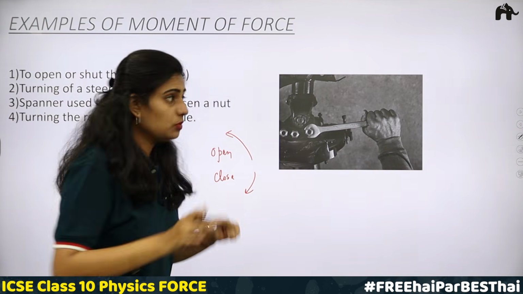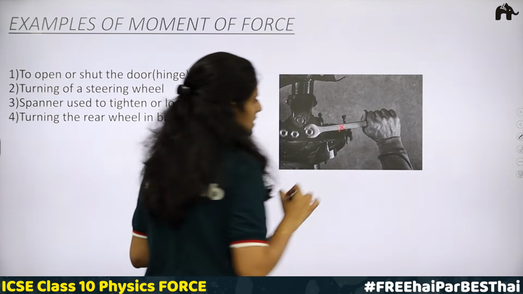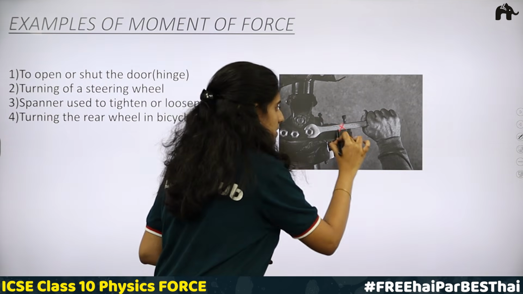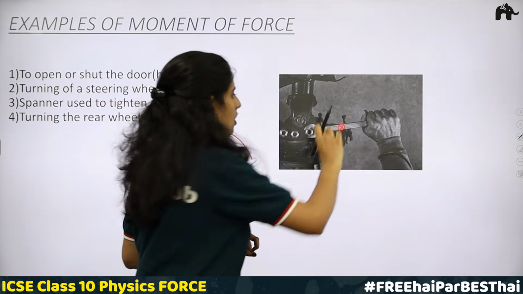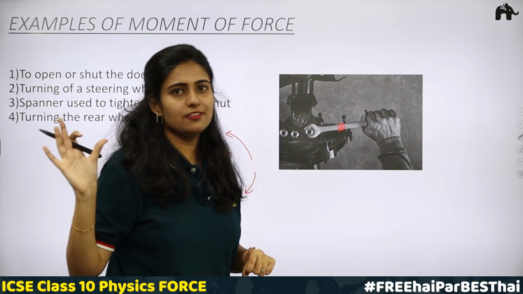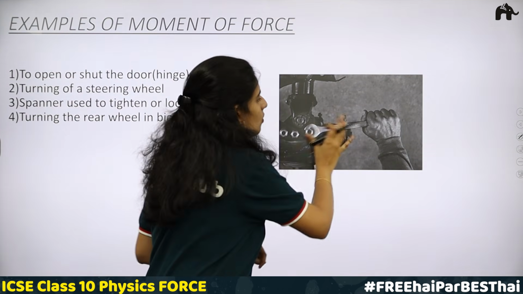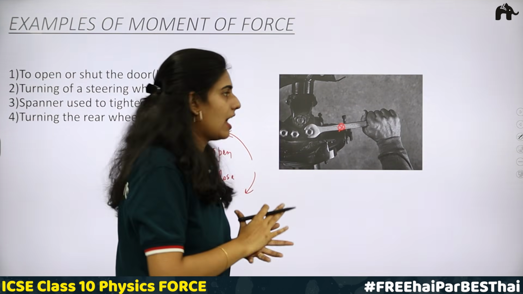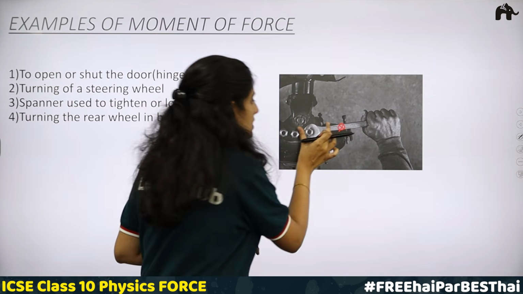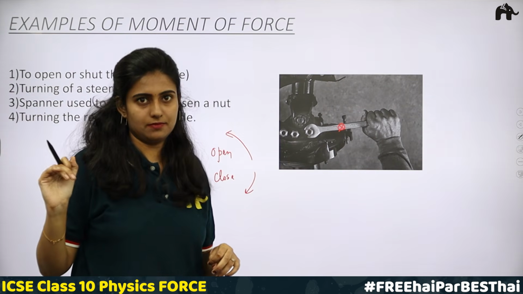The turning effect of the spanner is tightening the screw. Okay, you can do this even by applying force at this point. Applying force at this point also, you can open it and close it. But what is the difference? You will have to apply more force. Why? Because in this case, the distance has decreased.